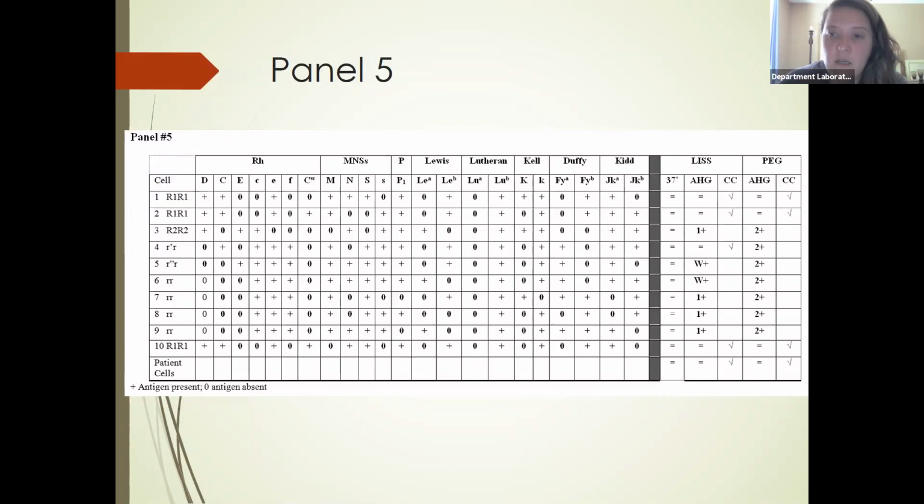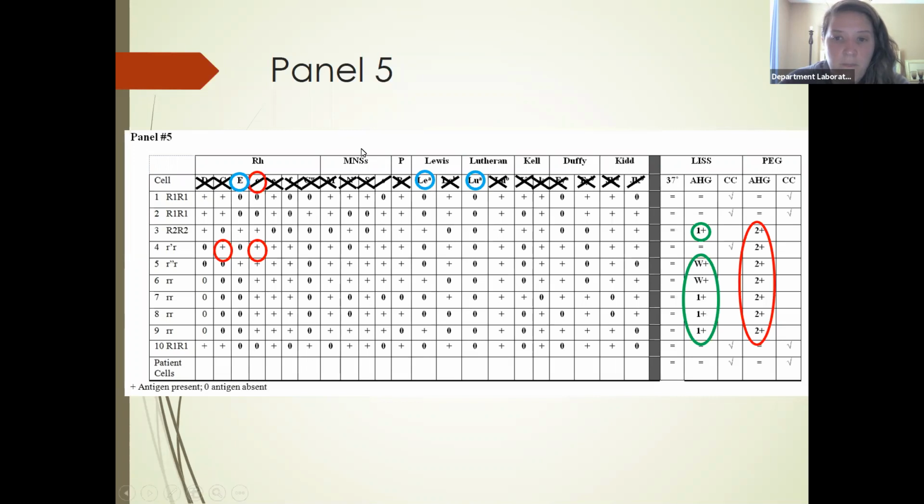All right, so if you just take a look at your list of reactions first, notice you have some weak plus reactions and some 1+ reactions. So we're dealing with some weak reactions, and if you do your crossing off, notice it doesn't really match anything. Your pattern of reactivity doesn't match up. And you will see this in blood bank. This is a real scenario where your pattern of reactivity doesn't match up with everything.